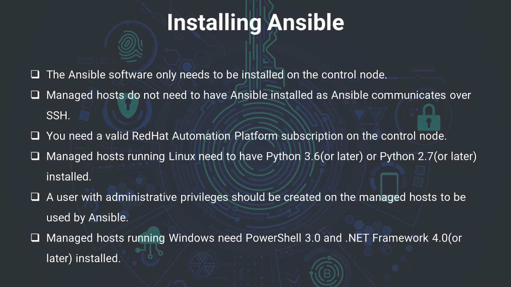Now, what do you need in order to make Ansible work? First, we need the Ansible software, but that only needs to be installed on the control node. Managed hosts do not need to have Ansible installed, as Ansible communicates over SSH sending modules. You need the Red Hat Automation Platform subscription on the control node. Managed hosts running Linux need to have Python 3.6 or later versions installed, or Python 2.7. By default, these come installed in Red Hat Enterprise Linux 8 or newer.